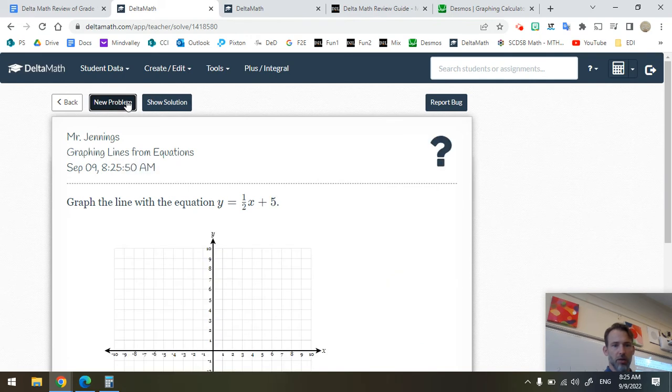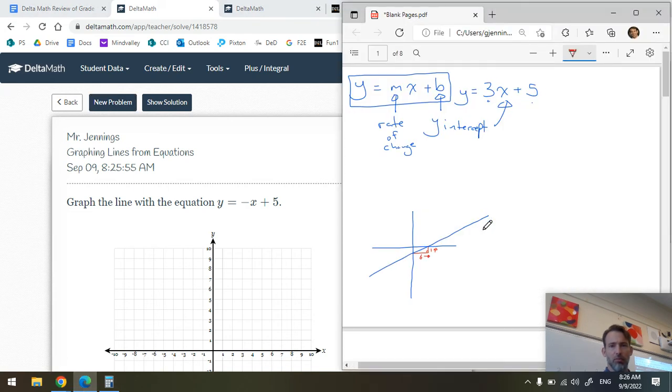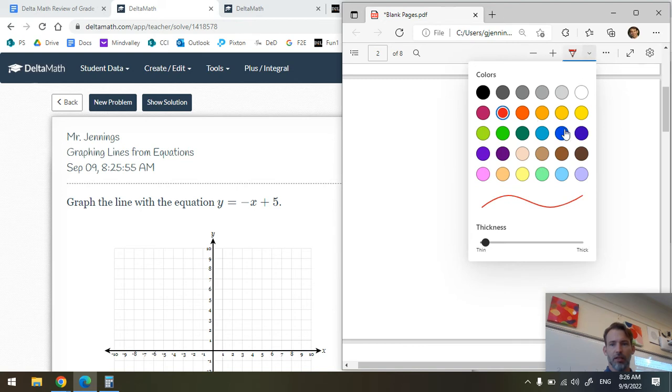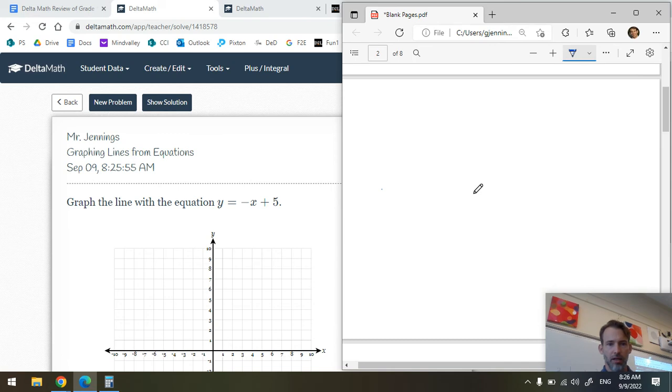Let's take a look at another problem here that might have an integer slope. There we go. This one has an integer slope. It's not a fraction. So let's take a look at this type of problem. If we have, in this case, y is equal to -x plus 5.